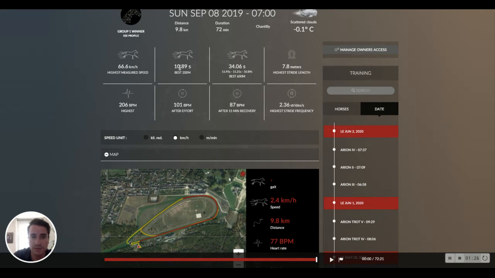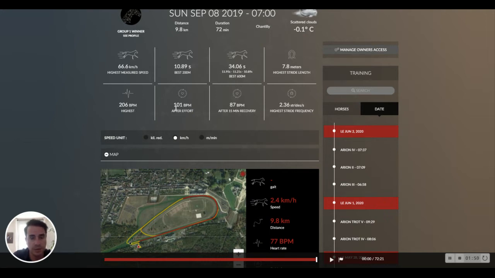So you will have some speed data here with the maximum speed at 66.6 kilometers per hour here, the best furlong in 12.89 seconds, and the best 3 furlong here, or best 600 meters in 34.06 seconds. Under this, we have some heart rate data with the level of heart rate during the main effort.